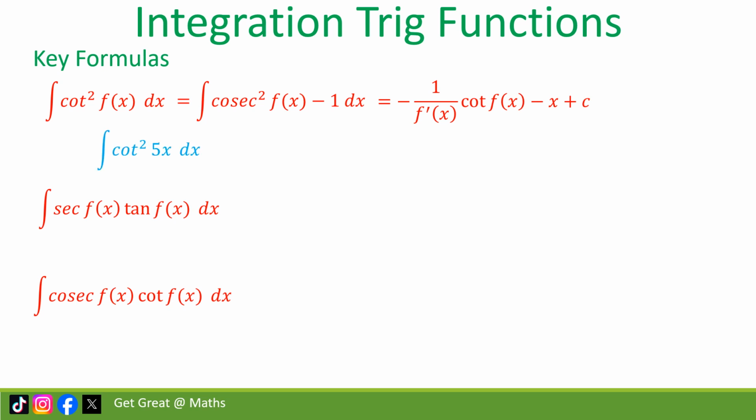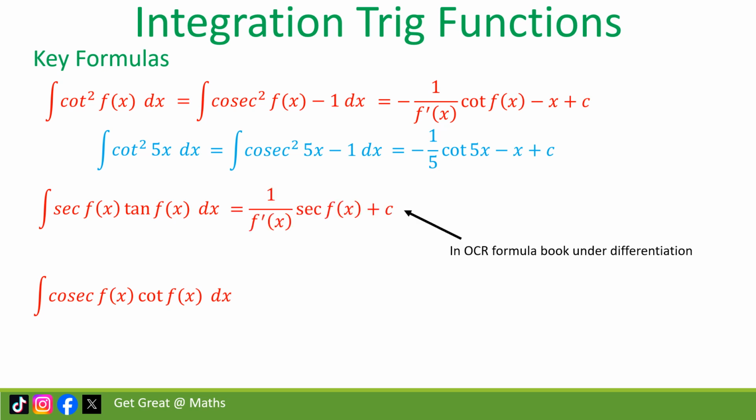So we can look at an example of integrating cot squared of 5x dx. Now the differential of 5x is 5, so we'll need to use that later on. But first of all, we're going to use the identity, so we're going to write it as the integral of cosec squared of 5x take away 1. Now we're going to use the formula to integrate cosec squared of f of x, or 5x in this case. Differential of 5x is 5, so it's going to be minus 1 over 5 cot of 5x, integral of take away 1 is minus x, plus c.